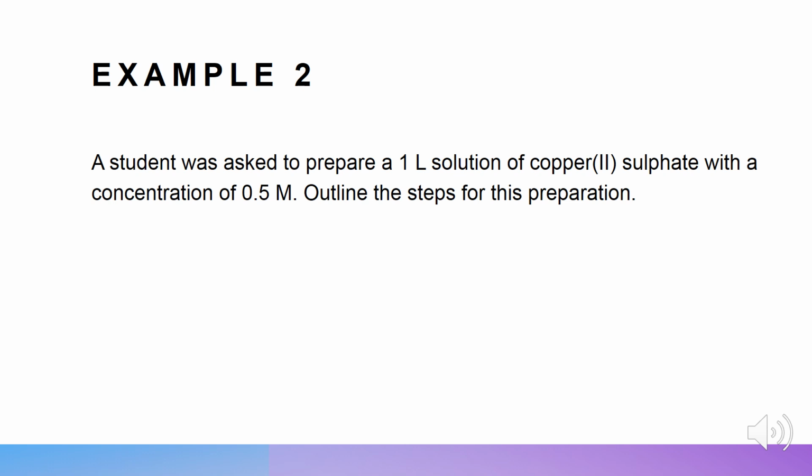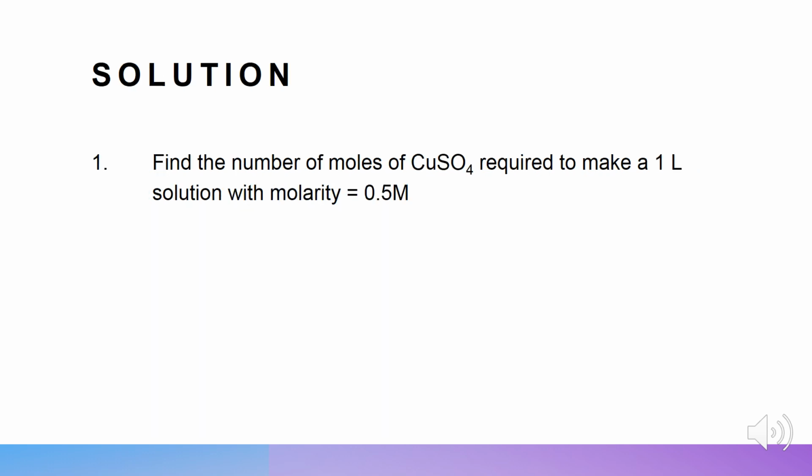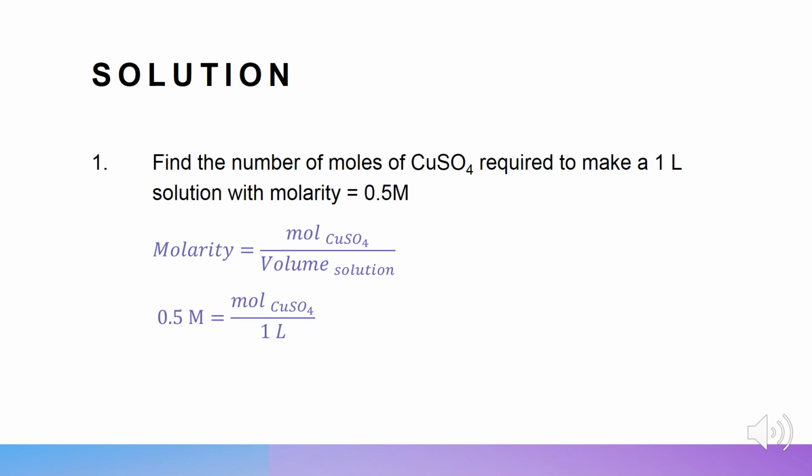This is an example of preparation of copper 2 sulfate solution. You are required to prepare 1 liter solution with a concentration of 0.5 molar. First, you need to determine the amount in mole of copper sulfate. Use the formula molarity is equal to mole over volume in liter. Substitute the value of molarity and volume into the equation, and the number of mole of copper sulfate is equal to 0.5 mole.